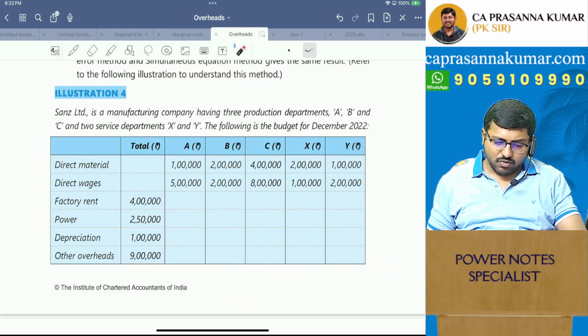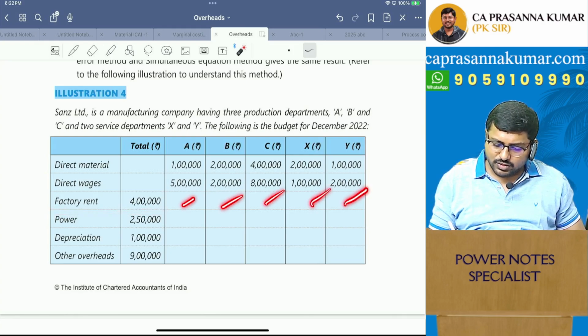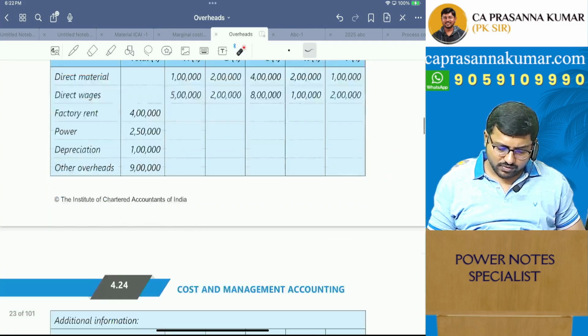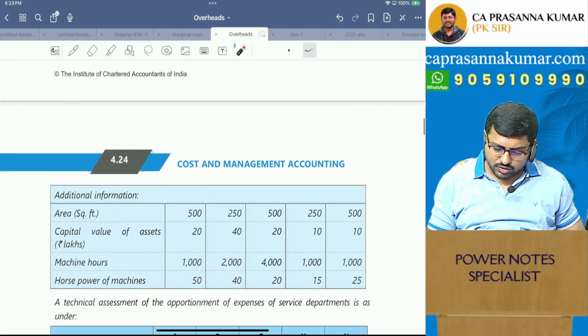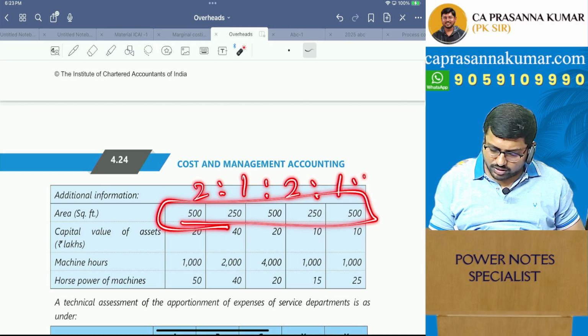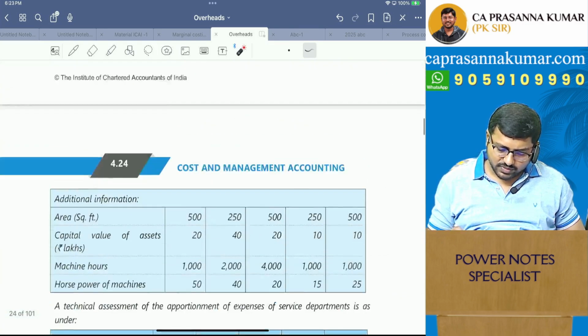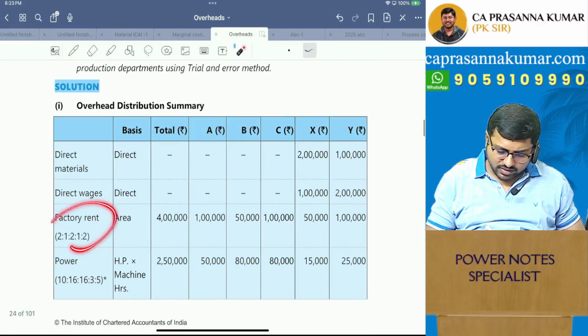Okay, now very simple. Factory rent you'll be apportioning to all A, B, C, X, Y, which means production departments and service departments. Now factory rent in what ratio? Factory rent of 4 lakhs in the ratio of area. It will be coming 2 is to 1 is to 2 is to 1 is to 2, right? In that ratio you apportion it for A, B, C, X and Y. That's what they've done. Factory rent apportioned.